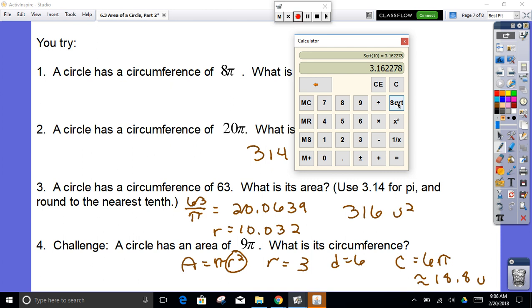Okay, what's the square root? What is one thing? It looks like this. You won't have any problems like number 4 on your test. There may be one on the task cards though, that's like that.